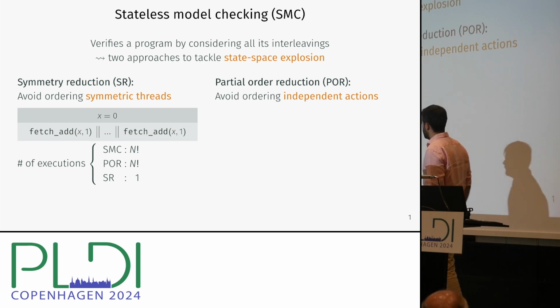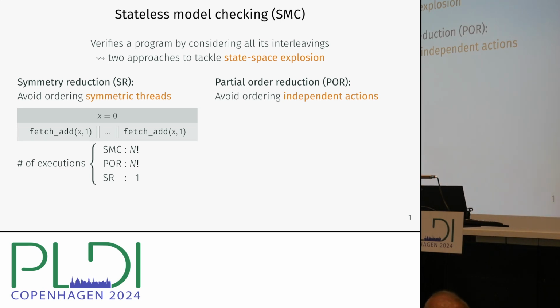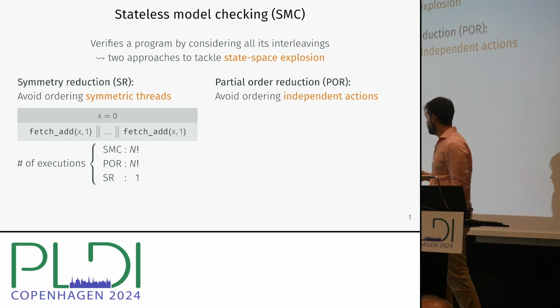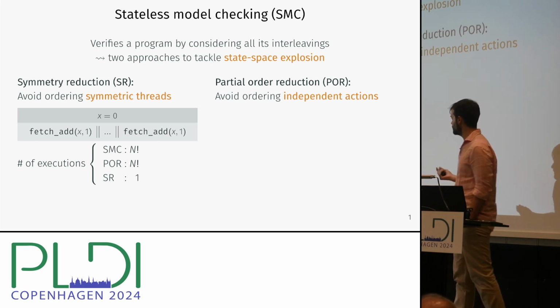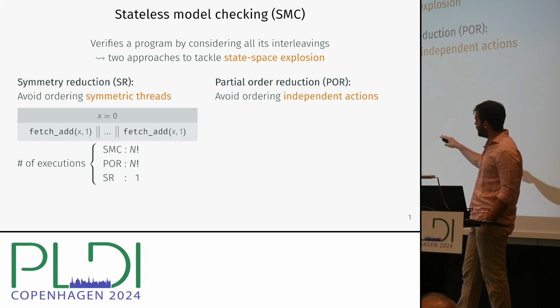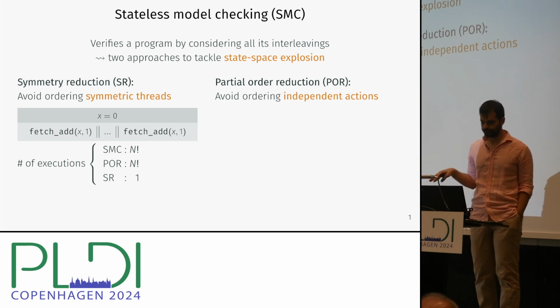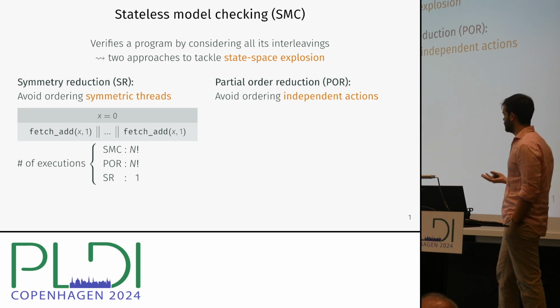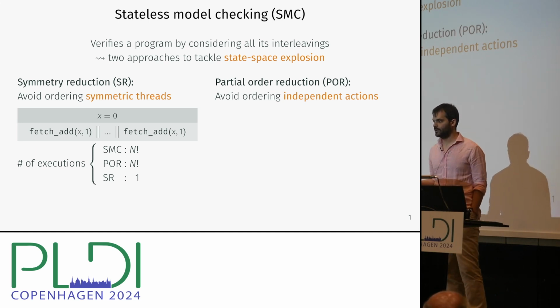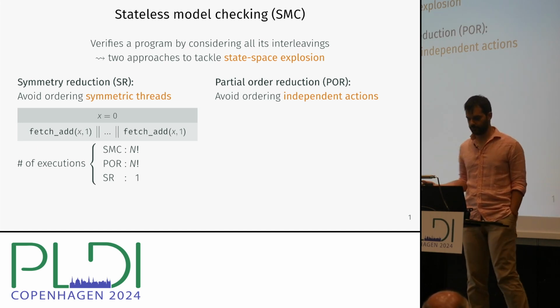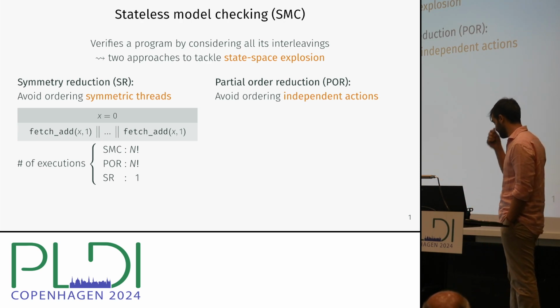In this program here, we have x initially being 0, and then we have n threads, each one doing an atomic increment on x. If we try to verify this with stateless model checking, then we'll enumerate n factorial executions, right? N threads and instructions, so n factorial permutations. In this case, if we apply partial order reduction on top of stateless model checking, we actually get no reduction. The reason is that all of these instructions are conflicting. They are all writing x, so partial order reduction considers them conflicting, and we'll still explore n factorial interleavings.